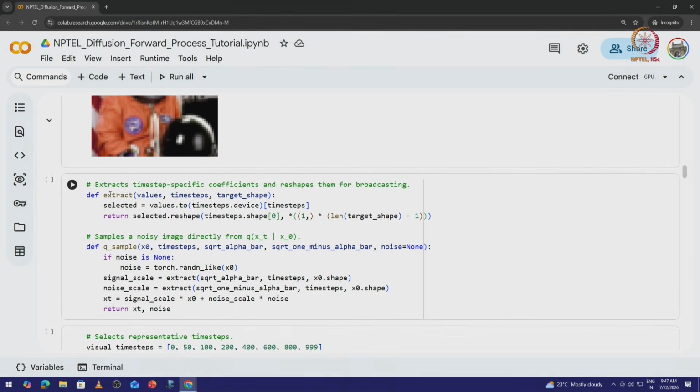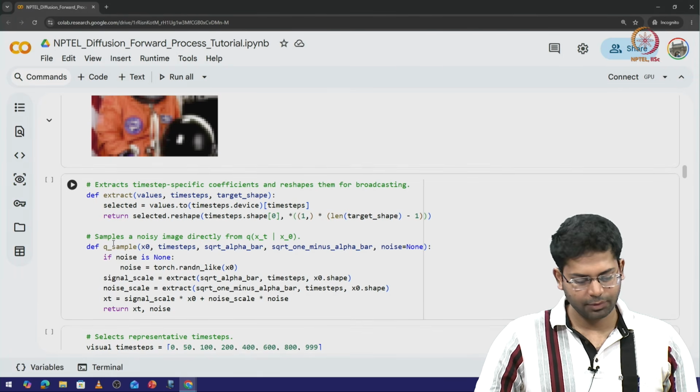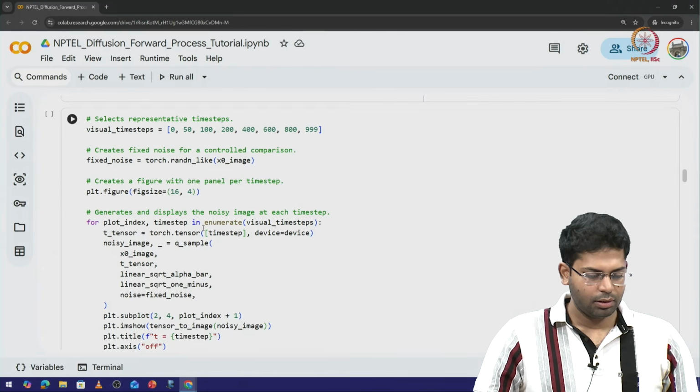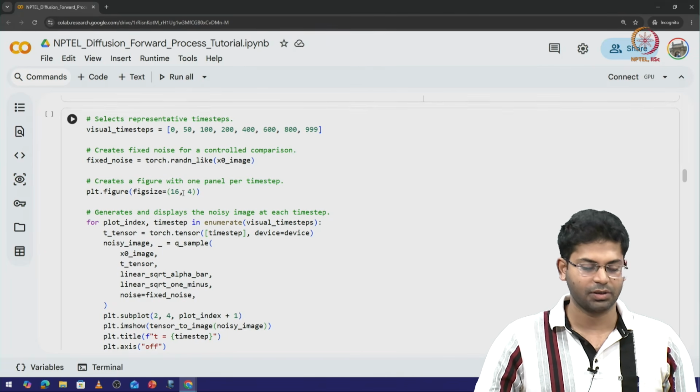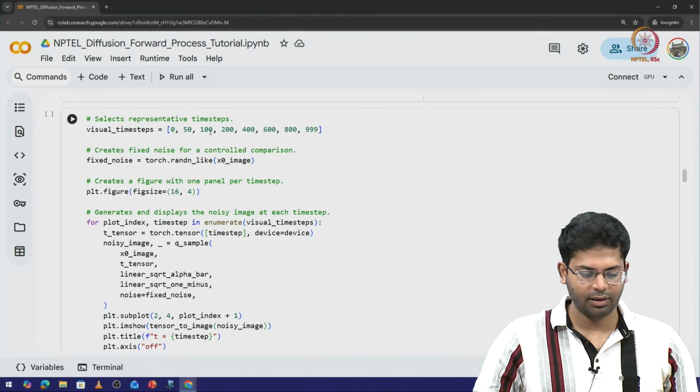So, you define an extract function which takes values, time steps and target step, and you also define a function called q_sample which samples a noisy image directly from the q(xt given x0). So, this is the marginal distribution of any intermediate step given the original image or original signal. Now, for visualization we need to see how the intermediate steps look. We define these visual time steps as some intermediate steps like 0th, 50th, 100th and so on till 999 which is the last.